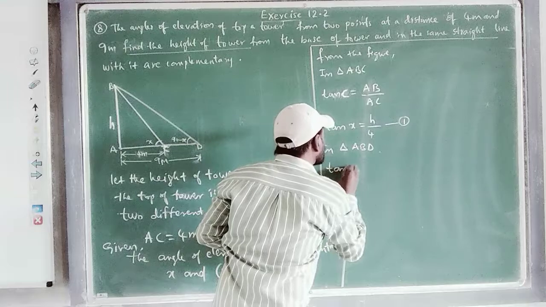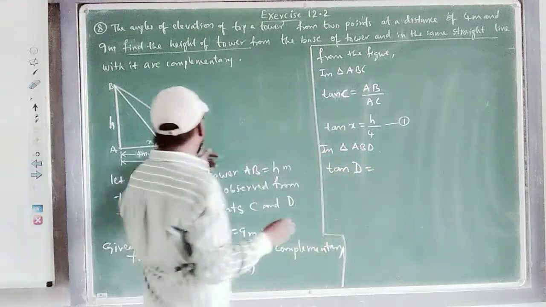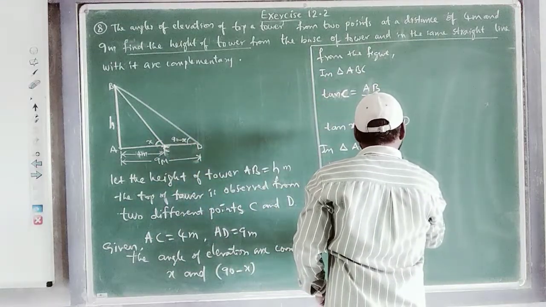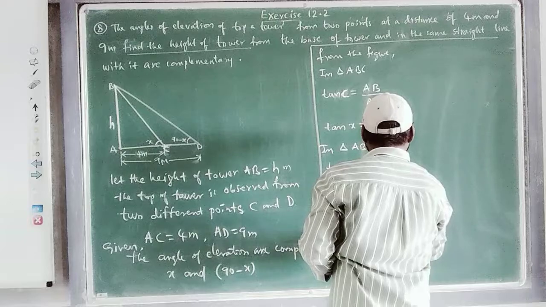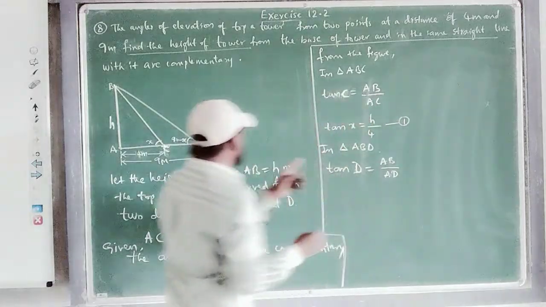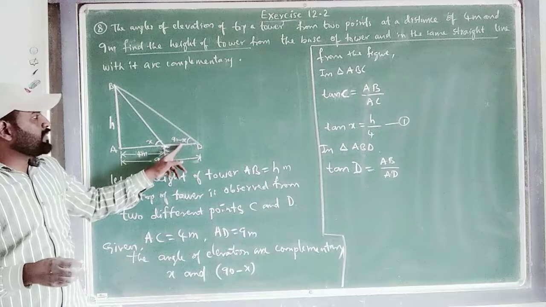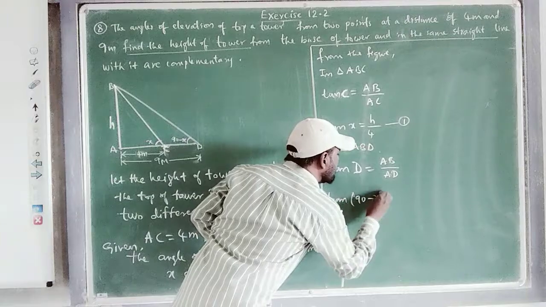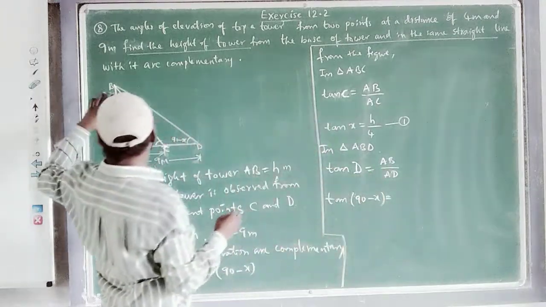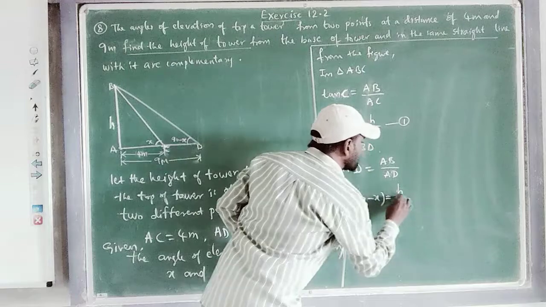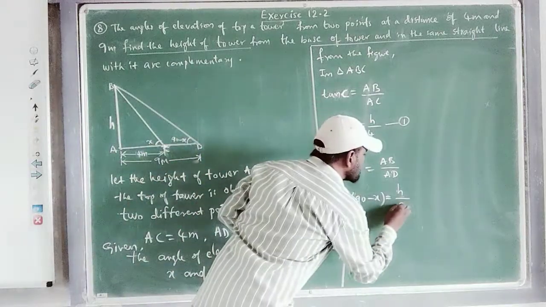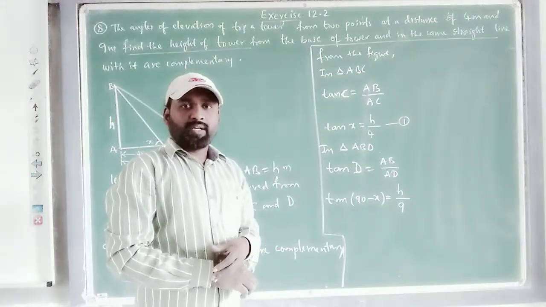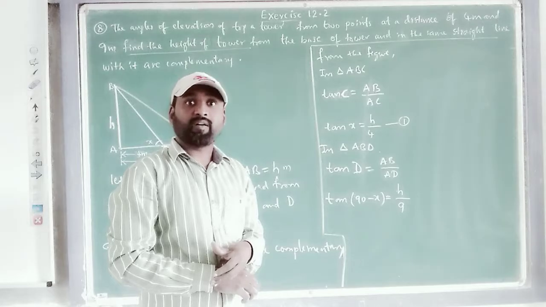Now tan D, at point D. Opposite side is AB, adjacent side is AD. The angle D is 90 minus x. So tan 90 minus x is equal to AB, the height of the tower h, by AD, which is 9 meters.